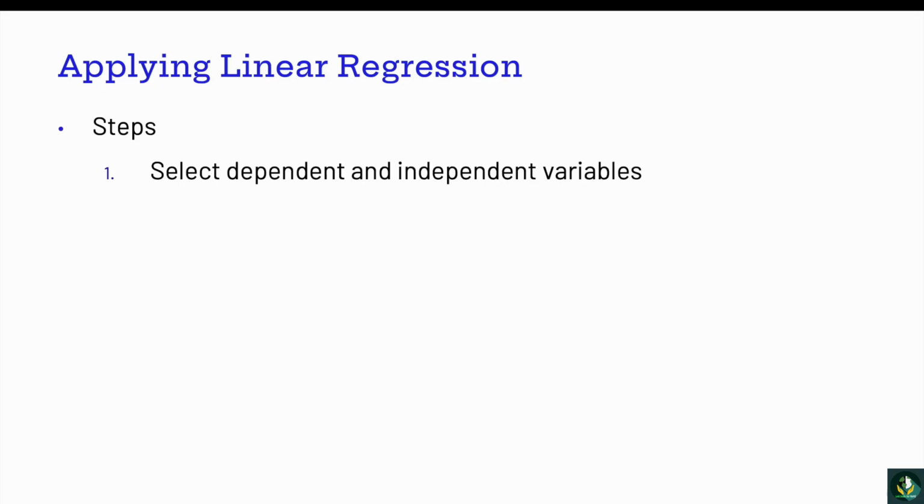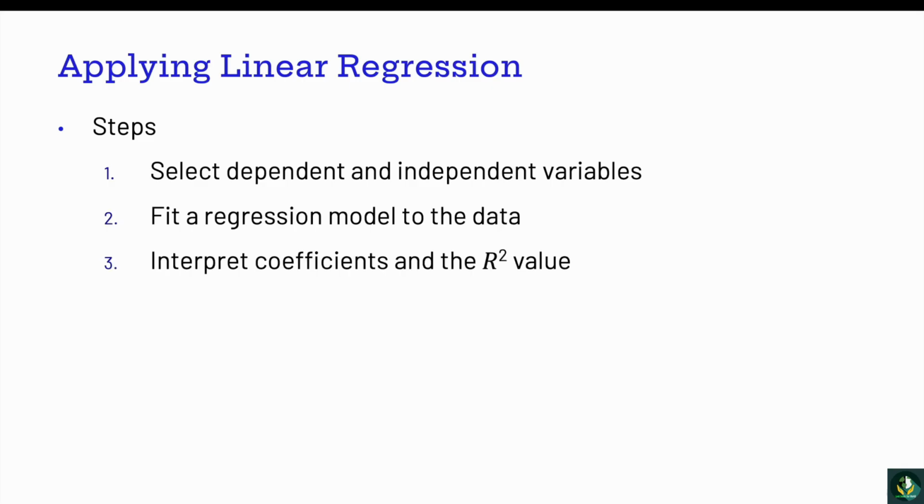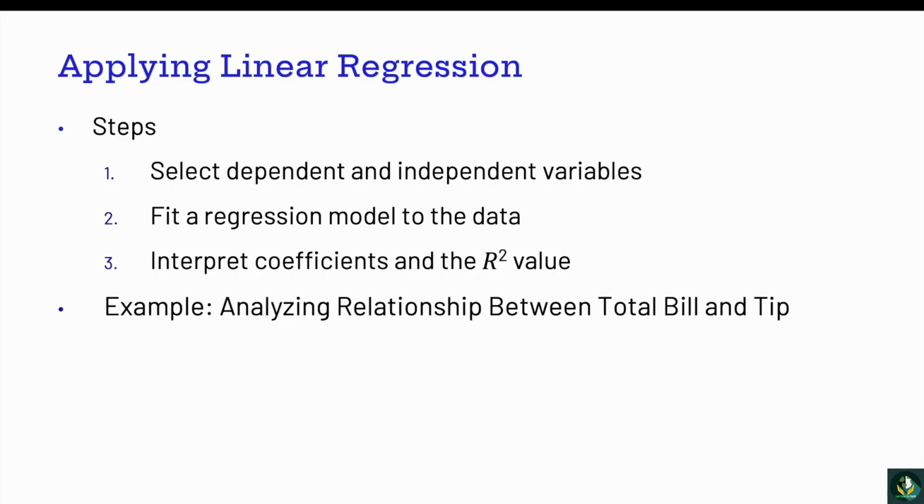Next is applying linear regression. The steps that we'll follow here include: first, we will select the dependent and independent variables. We'll fit a regression model to the data and interpret the coefficients and the R-square value. So the example we will be doing is analyzing the relationship between total bill and the tip.